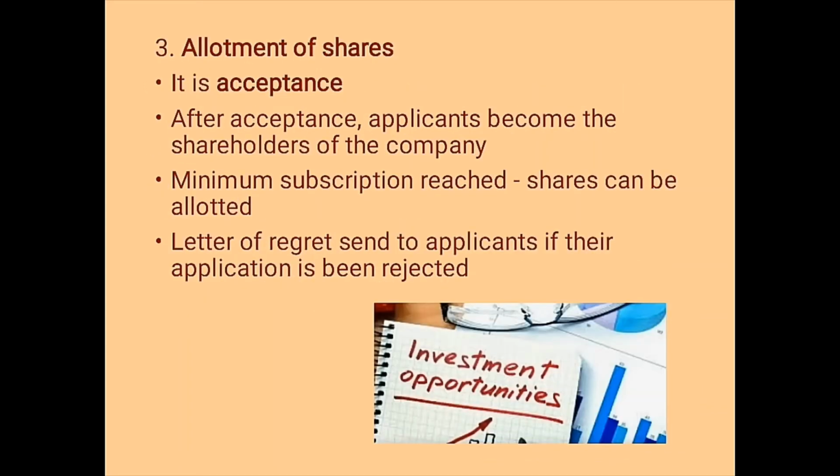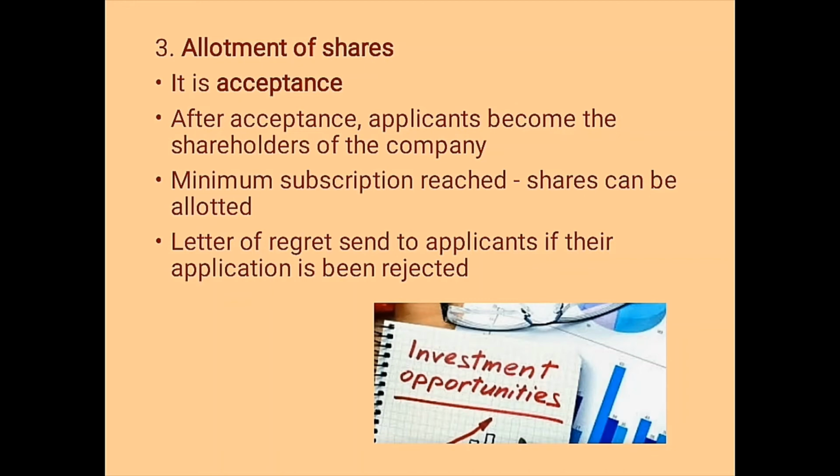Third, allotment of shares. Once the minimum subscription has been reached, the shares can be allotted. Generally, there is always oversubscription of shares, so the allotment is done on a pro rata basis. Letters of allotment are sent to those who have been allotted their shares. This results in a valid contract between the company and the applicant, who will now be a part of the company. If any applications were rejected, letters of regret are sent to the applicants.